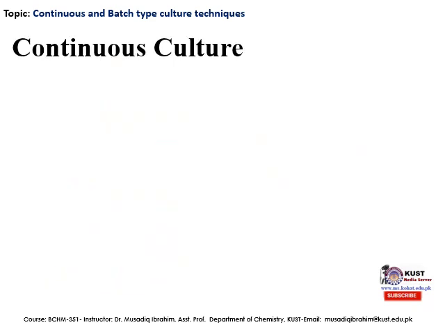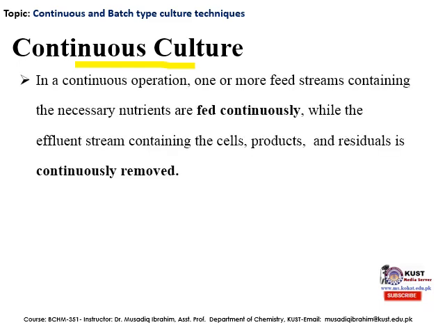Now moving towards the continuous culture. So in case of continuous culture, one or more feed streams containing the necessary nutrients or media are fed continuously, while the effluent stream containing the cells, products, and the residuals is continuously removed. So by noticing this, you can understand the basic difference between batch culture and the continuous culture.